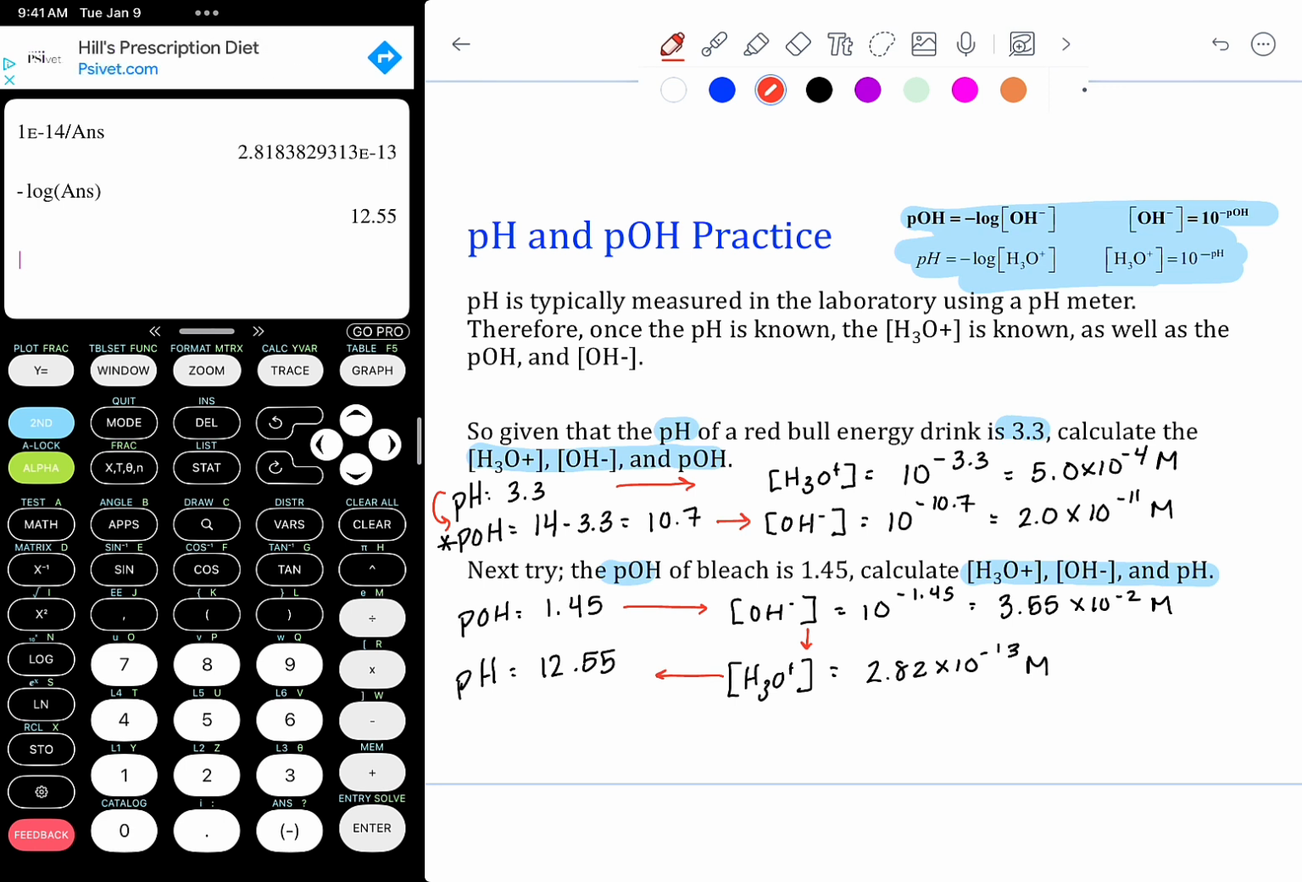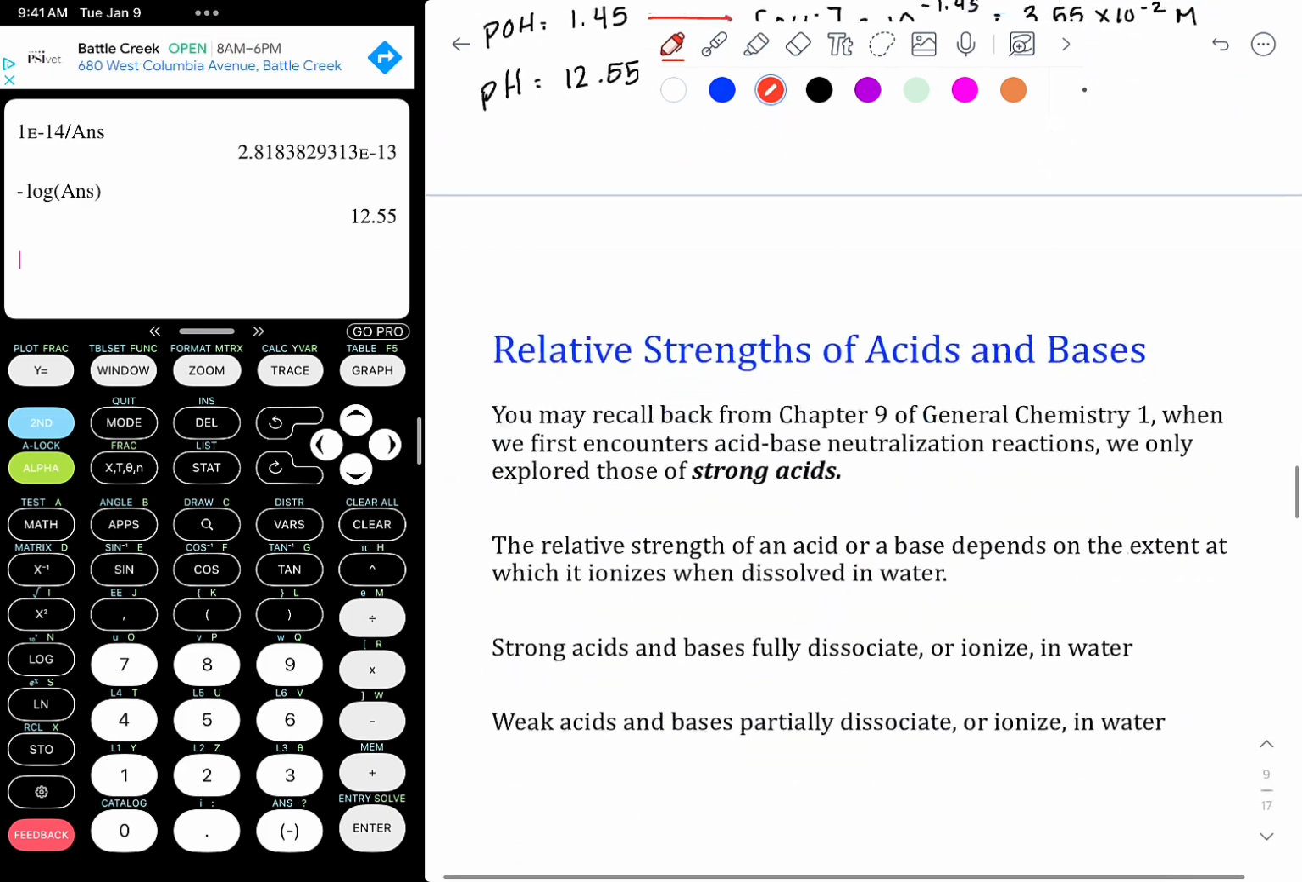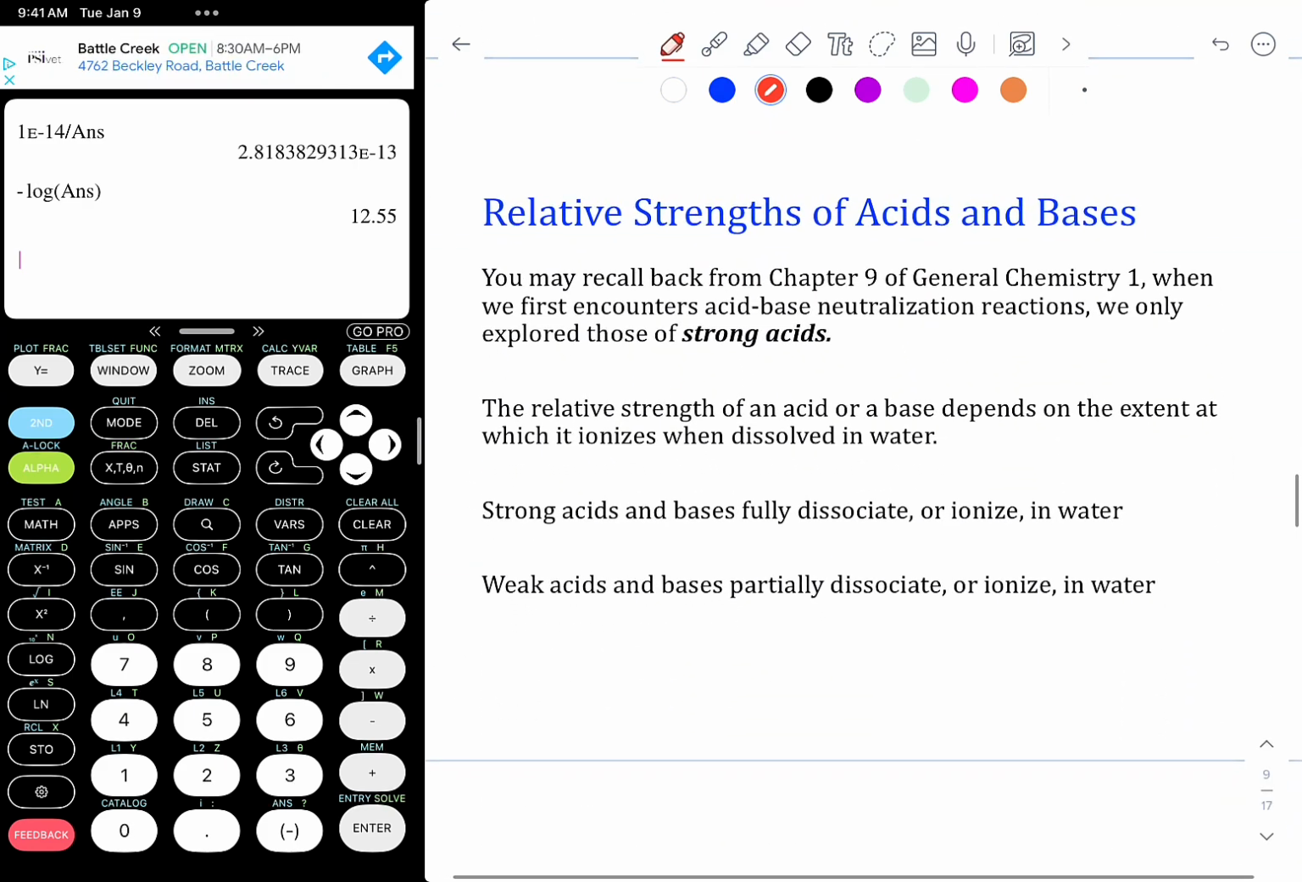Now, as we said, our pH and our pOH values are rated on a scale. So they have either a high acidity or a low acidity, high basicity, low basicity. That scale we can use to consider the strength of an acid or base. So we can talk about the relative strengths of acids and bases based off of that relationship.